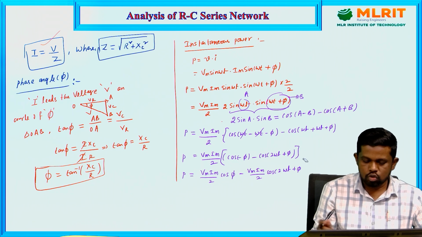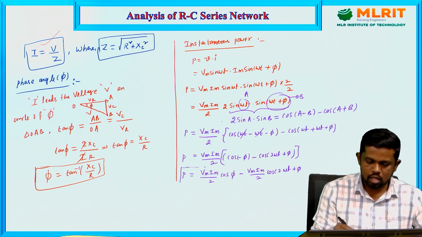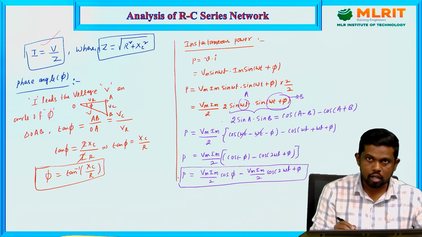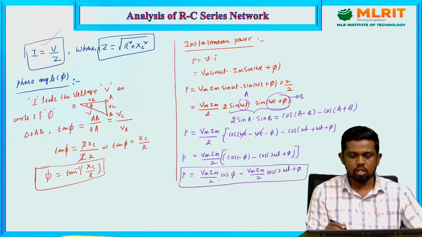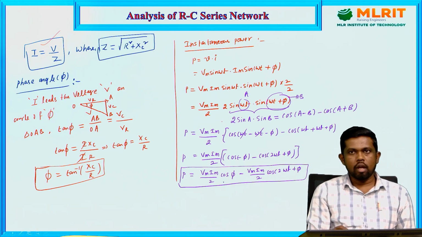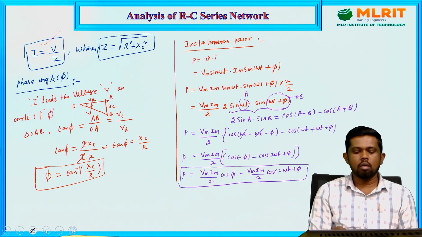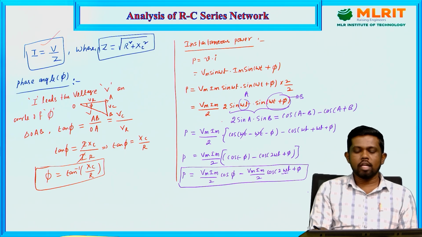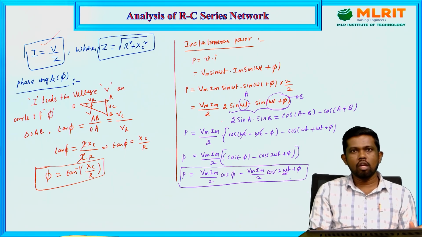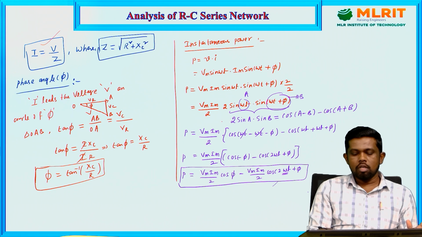So this is the instantaneous power taken by the RC series circuit. The instantaneous power has two parts. One is the constant part, the other one is the pulsating part, which we can also call the variable part, because it varies with respect to time. There is no time function in the other term, so we can conclude it is a constant one. The variable part of the instantaneous power over a complete cycle should be 0.